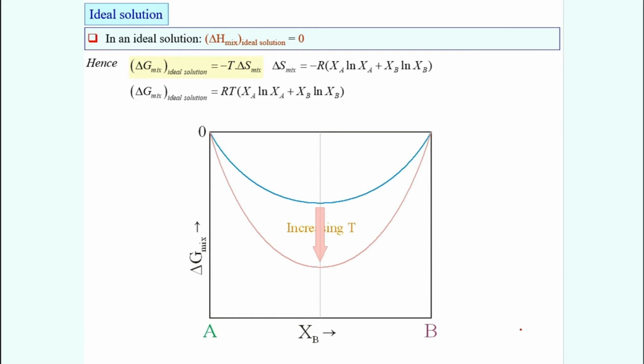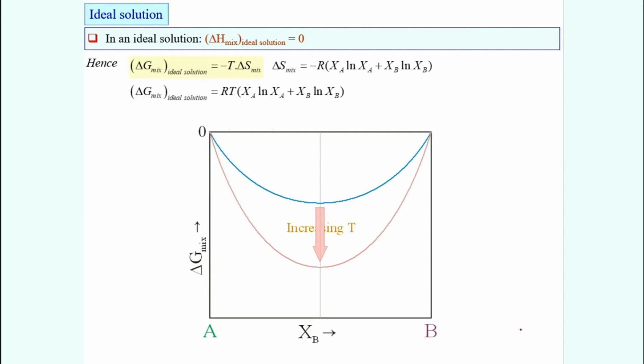Now, as you know, in case of ideal solutions, delta H mix is 0. Therefore, delta G mix is minus T delta S mix, where delta S mix is given by the Boltzmann law. You can derive that it is equal to minus R (XA ln XA plus XB ln XB). This log term comes from the fundamental equation S = k ln W, where XA and XB are the mole fractions of A and B.